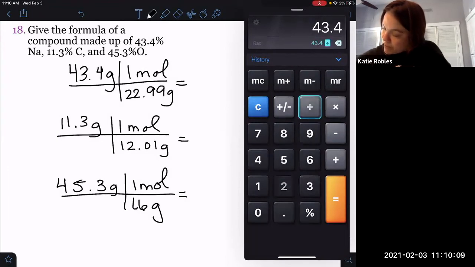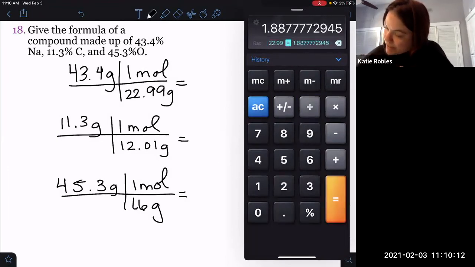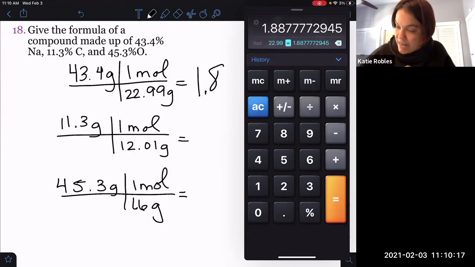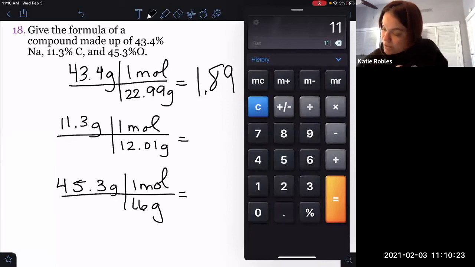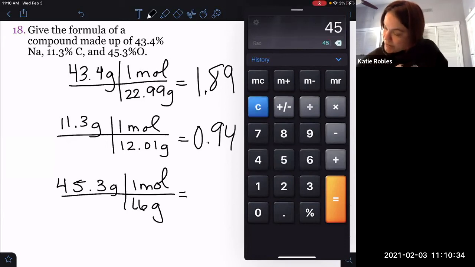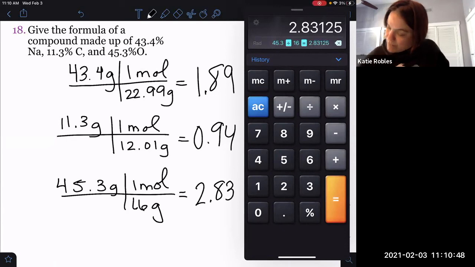43.4 divided by 22.99. So I get, again, you don't have to worry about specifics. Call this 1.88, call it 1.89, call it whatever you want, because again, we're looking for kind of whole numbers here. For once in your chemistry life, you don't have to worry about having the perfect amount here. This one is about 0.94-ish, and 45.3 divided by 16 gives me 2.83, right?